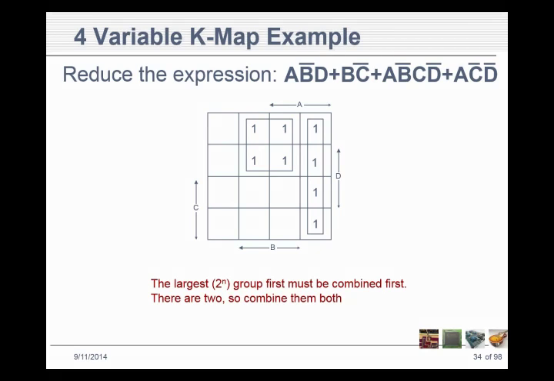Could you come up with something different and have it still be the simplest expression? What do you mean by different? The simplest sum of products expression is the one that has the least number of variables and the least number of gates. Okay, it doesn't mean it's the best answer. We're going to see that later.